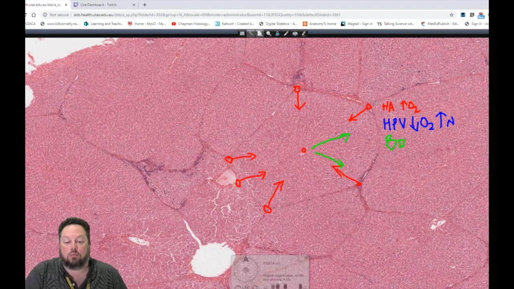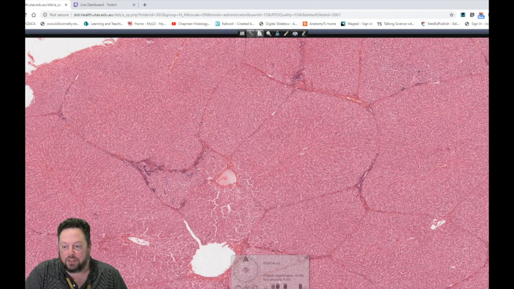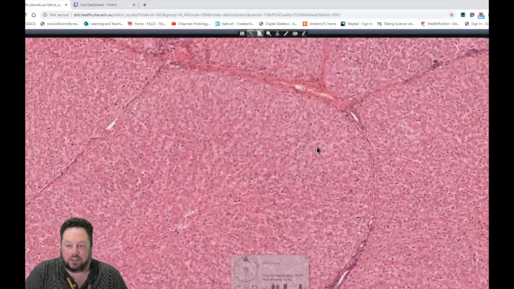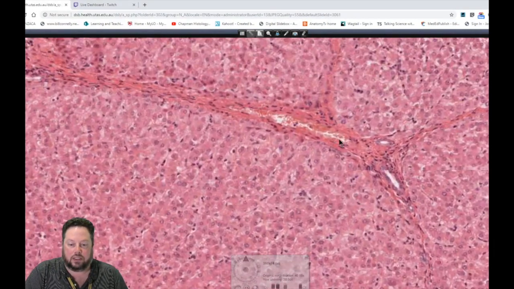So here at these points in the classic histology lobule, the blood coming from the hepatic artery and the portal vein coalesce, pull together, and then travel through sinusoids down towards the central vein here. So we're going to get rid of this. We'll close this and we can actually see some of these structures here.